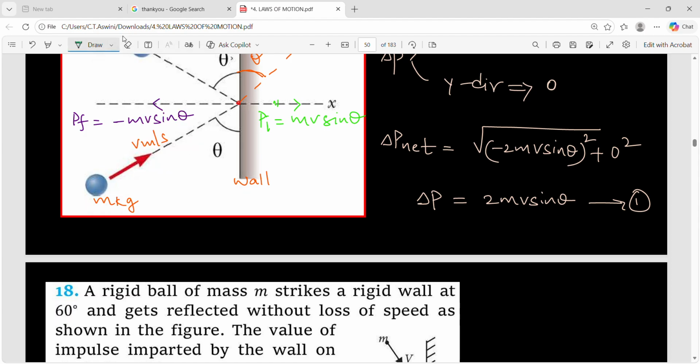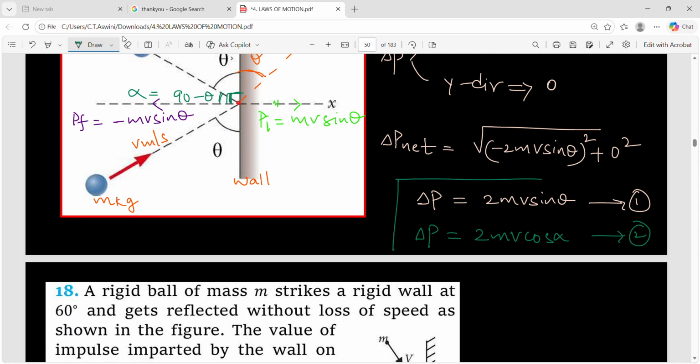What is this angle? The total is 90 degrees, right? Because x and y are perpendicular axes. What about this angle? This is 90 minus theta. Let us assume this as alpha. So what will be the change in momentum now in terms of alpha? 2 m v cos alpha. This is number 2. Or else you can just substitute sine of 90 minus theta, you'll get cos theta. We are assuming that as alpha for simplicity.